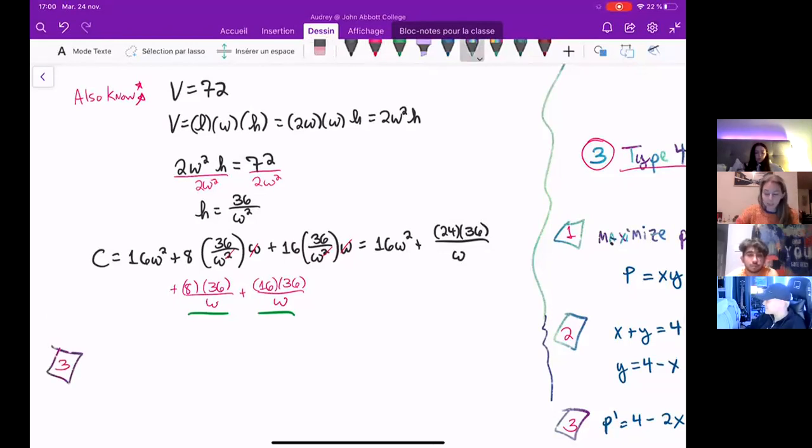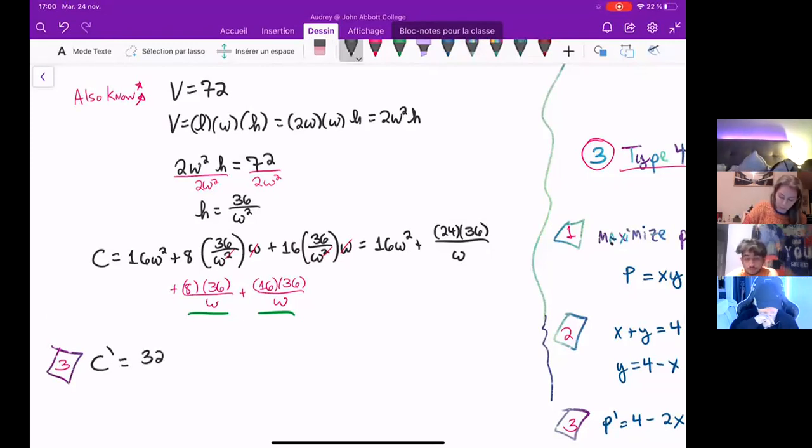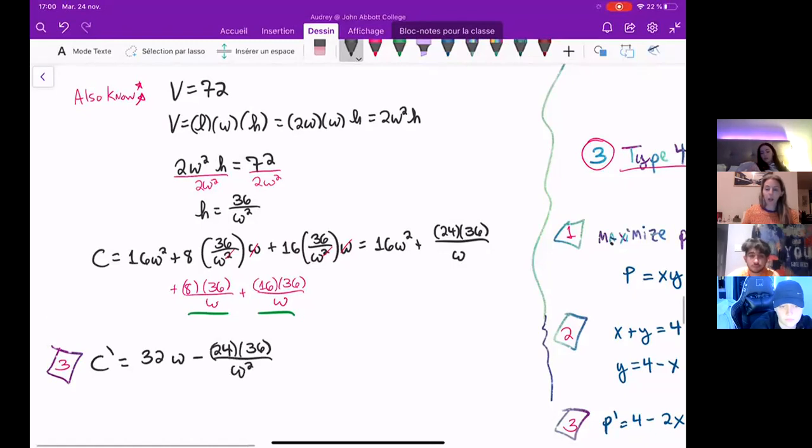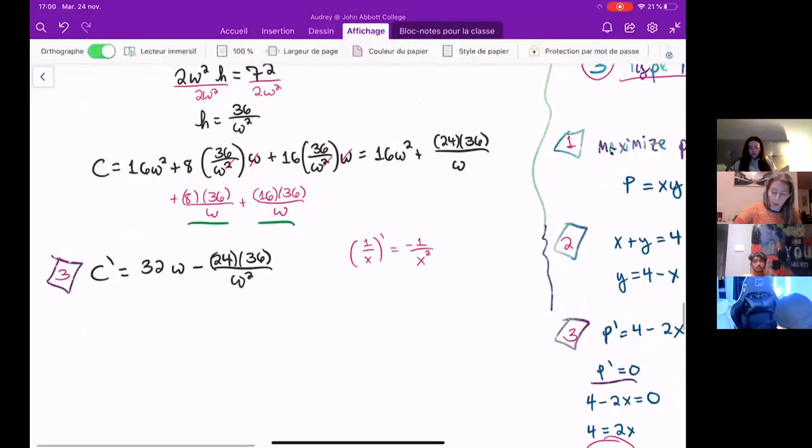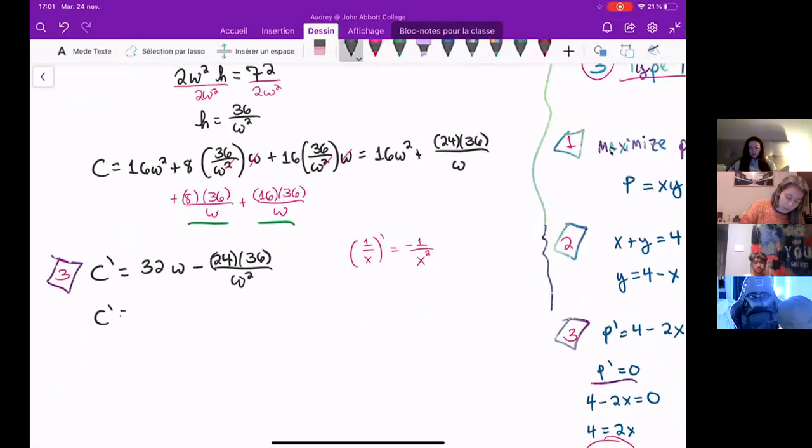All right, now we take the derivative of cost, C prime, and we get 32W minus 24 times 36 over W squared. Now I just want to remind you, we talked about this yesterday. That derivative came from the fact that the derivative of 1 over x is negative 1 over x squared. And that's a derivative that you should start getting used to seeing, right? It shows up a lot in these optimization questions, and it makes your life easier just to be comfortable with seeing that. So now I want to know where C prime is equal to 0.